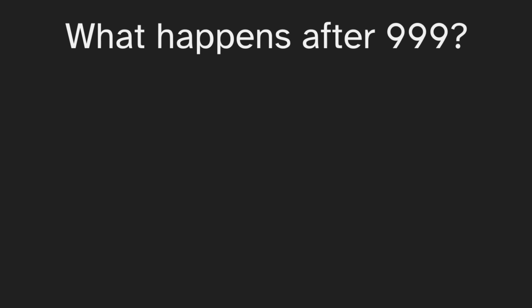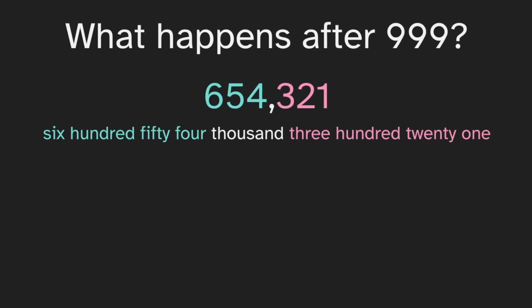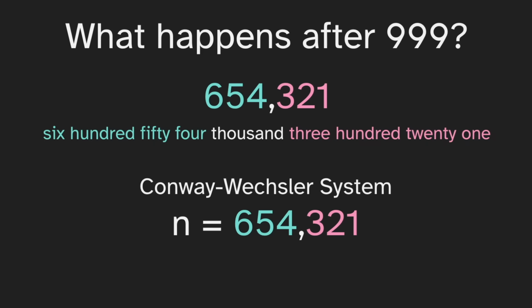Here we use a system that's similar to the numbers themselves. So if we have the number 654321, we would name that 654,321. We break them into chunks of 3. And we can do the same thing with these large numbers using an expanded system by Conway and Wechsler.